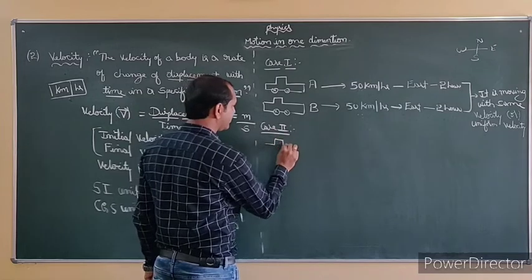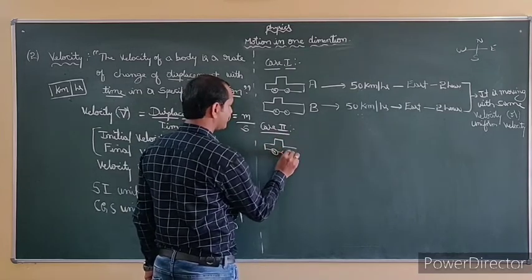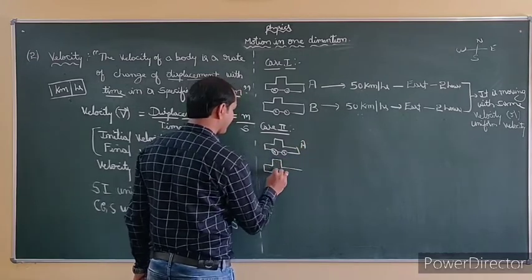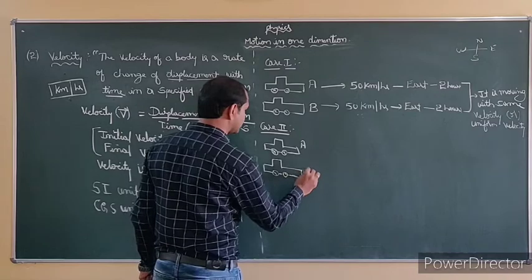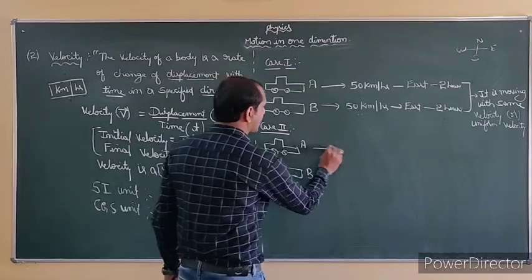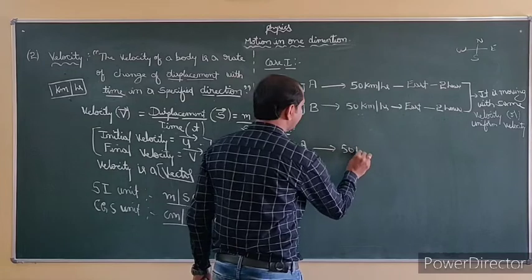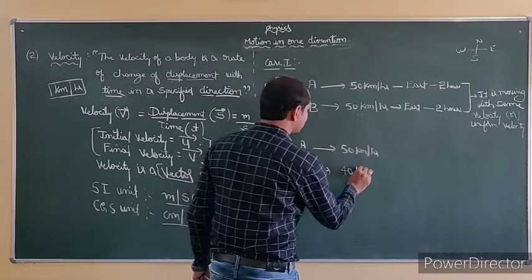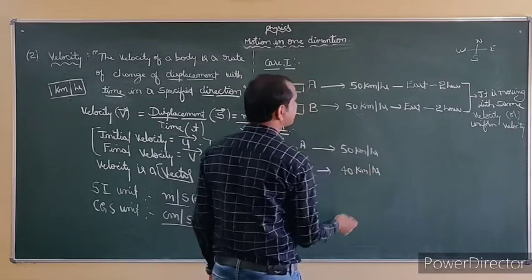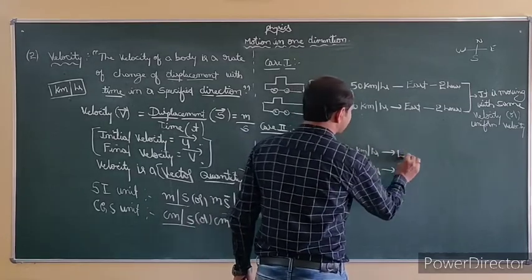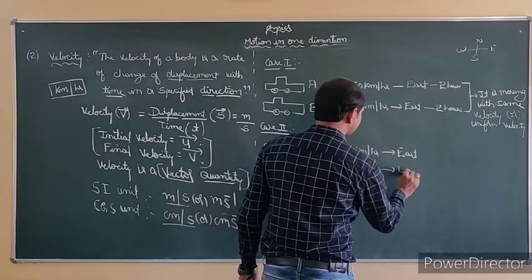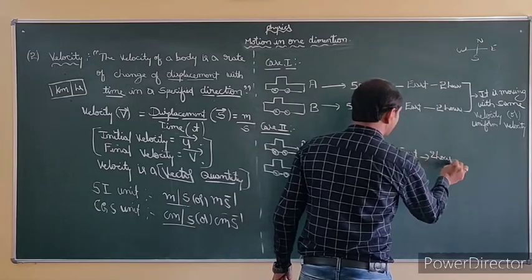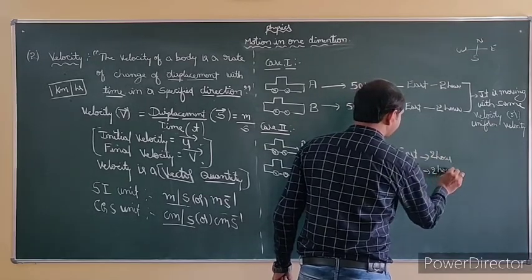Consider the same car A and car B. This is car A, and this is car B. Now, car A is moving with 50 km per hour. Car B is moving with 40 km per hour. Both directions let us keep the same, that is east and east. Time also let us consider 2 hours for both.